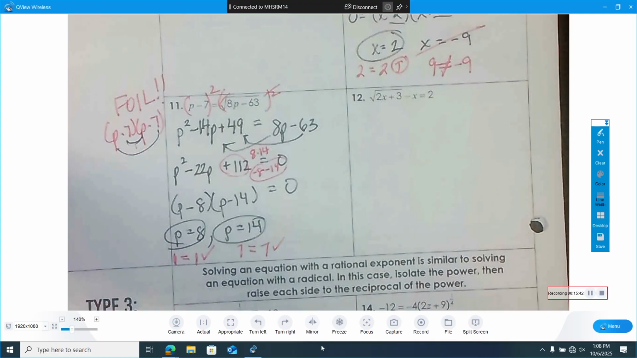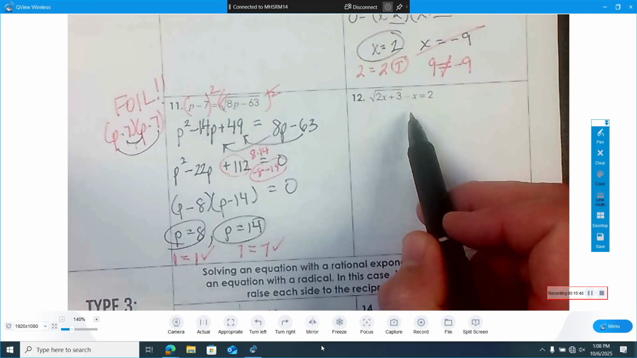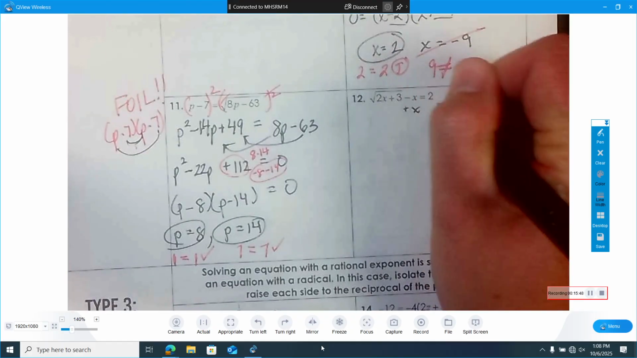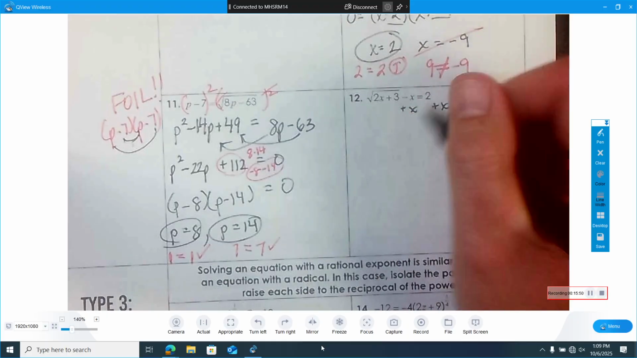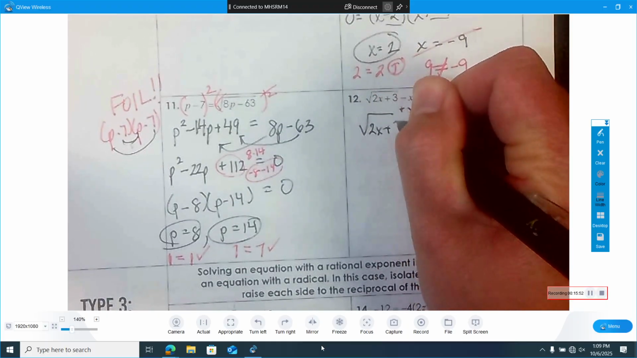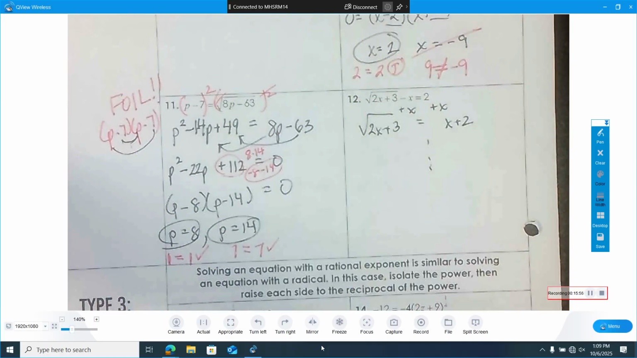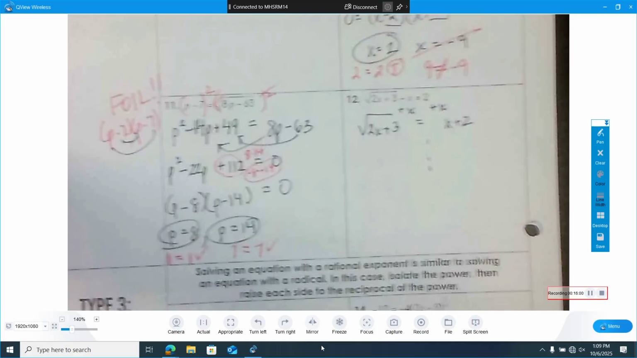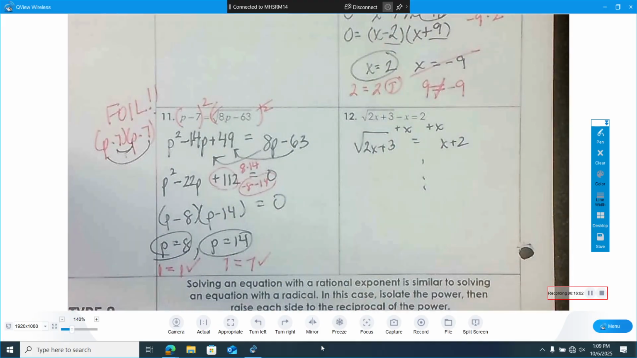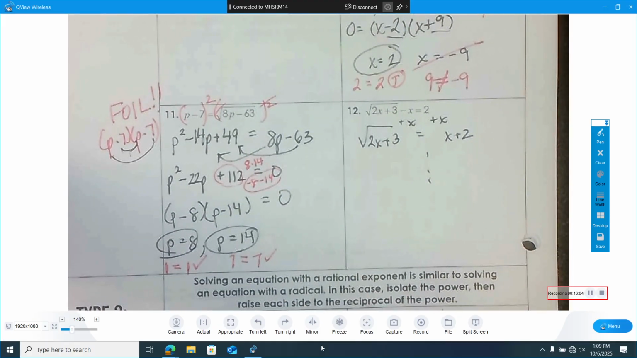Questions on those? What would you have to do first on number 12? Plus the x over, and then it's the same as 11. So 2x plus 3 equals x plus 2, and then it goes the same as number 11. All right, so only sometimes do we create an extraneous solution. It's really quite interesting.